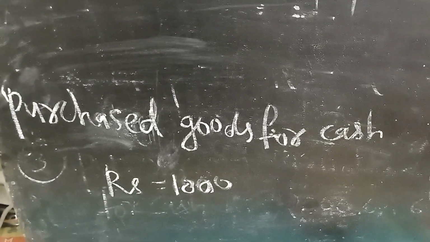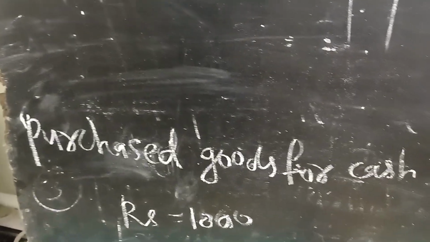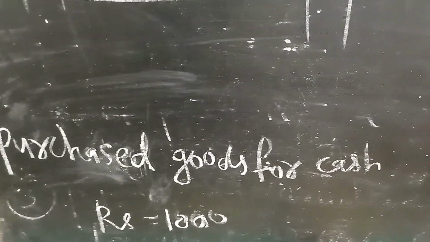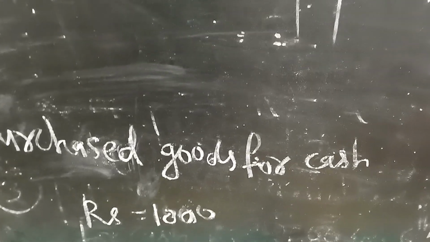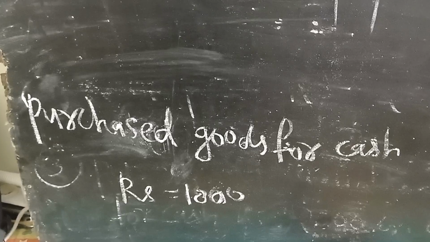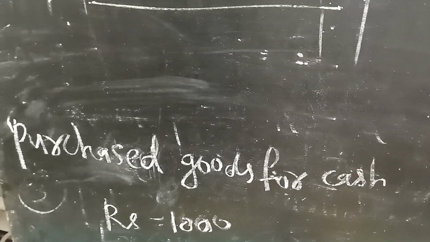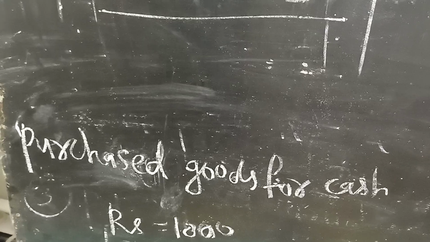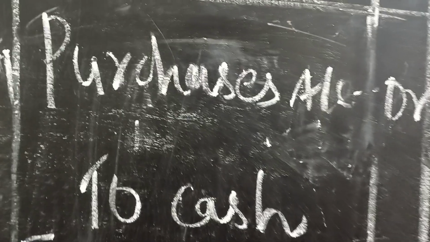Next transaction: purchased goods for cash, 1,000 rupees. For company purposes, the owner is purchasing goods for cash. So goods come in, cash goes out. How much? 1,000 rupees. Whenever the owner purchases goods, and he didn't specify what goods, only goods, what will the journal entry be? Purchases account debtor to cash.